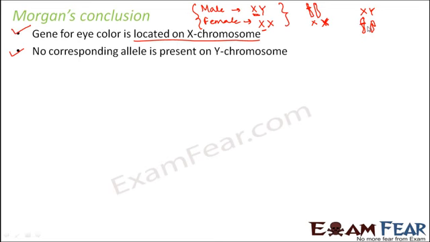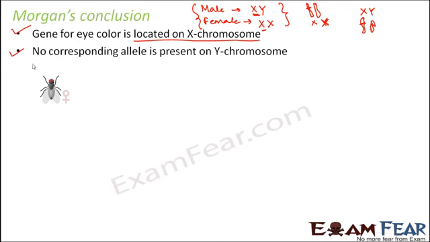Now, the question is, how does it matter? I mean, what difference does it make if you do not have a corresponding gene on the Y chromosome? Okay, so let us try to understand that. So based on this, let us see how a red-eyed or a white-eyed male or female Drosophila's chromosomes will look. So let us first consider a female red-eyed Drosophila.